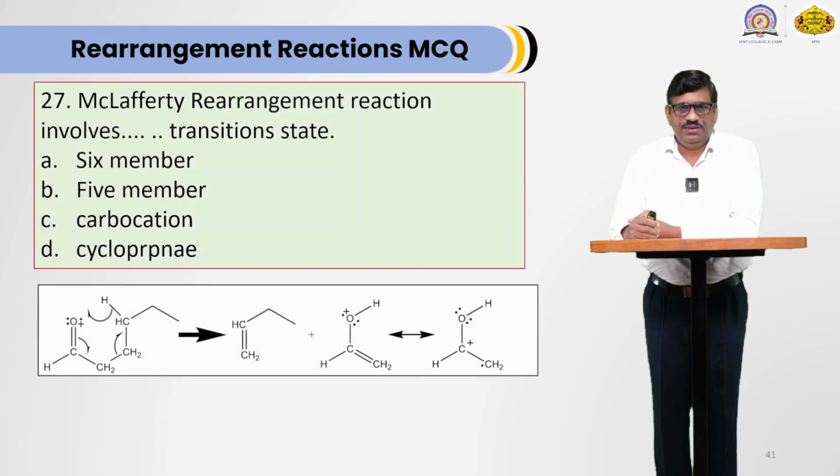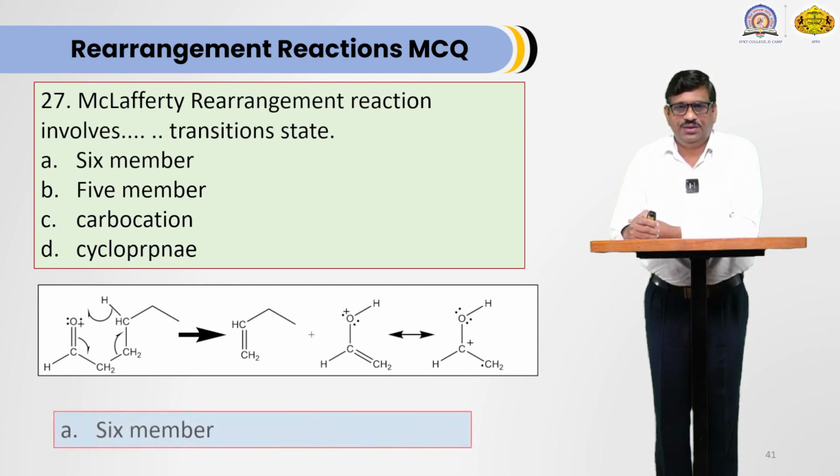Question number 27. McLafferty rearrangement reaction involves dash dash transition state. 6-member, 5-member, carbocation, cyclopropane. The 6-member intermediate is there because the gamma hydrogen atom is involved in McLafferty rearrangement, and if you count that, 1, 2, 3, 4, 5, 6, it is a 6-member transition state.